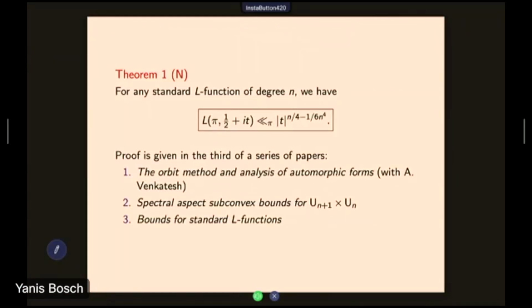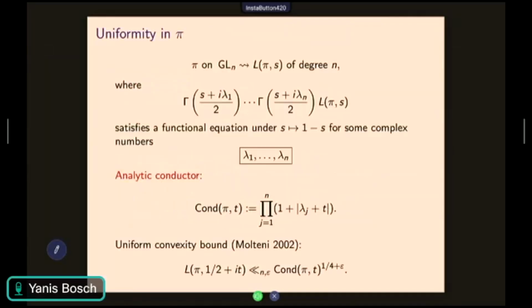Okay, just to put this in a broader perspective, since this is a number theory conference, this is not at all the end of the story as far as subconvexity, even for GL_N.